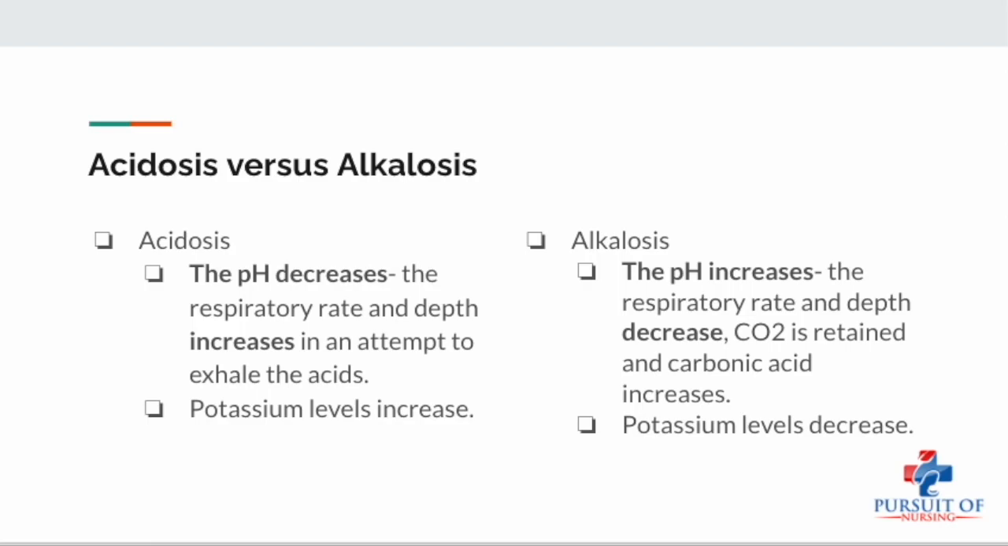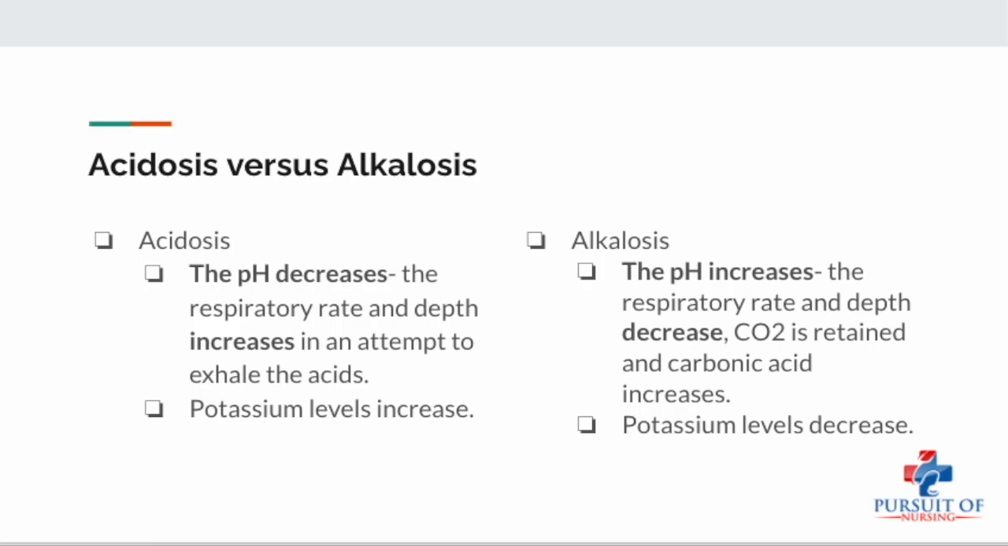So, acidosis, your pH decreases. Alkalosis, your pH increases. In respiratory imbalances, there's an opposite relationship between the pH and the CO2, whereas in metabolic imbalances, there's a corresponding relationship between pH and CO3.